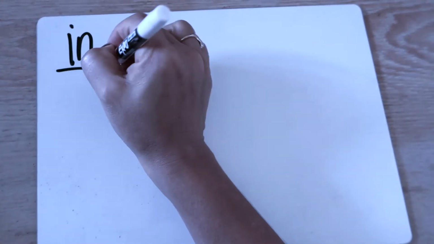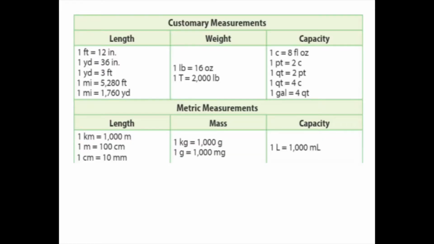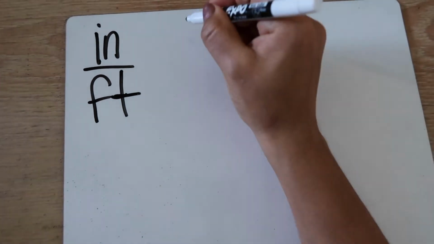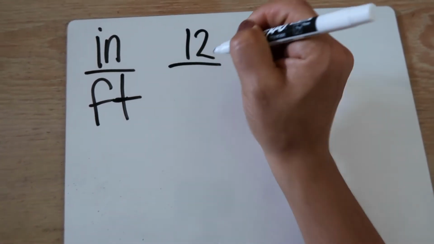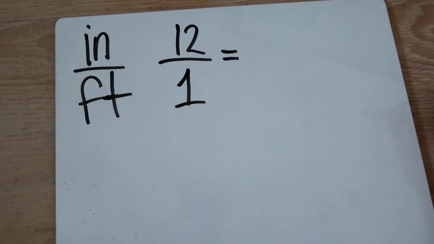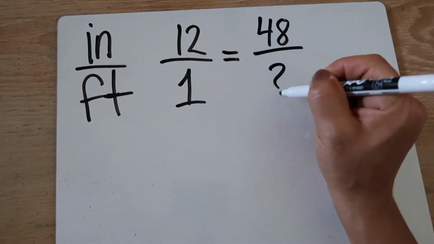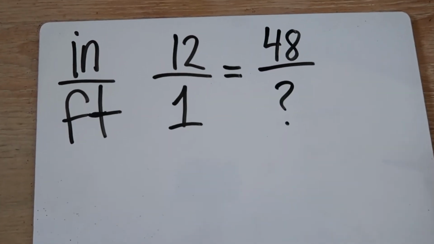Well, first things first. We're comparing inches over feet. Looking at our chart, we see that 1 foot equals 12 inches. So we write it down, 12 inches in the numerator over 1 foot. Okay, well, what if we have 48 inches? How many feet? That's what we're trying to find out.